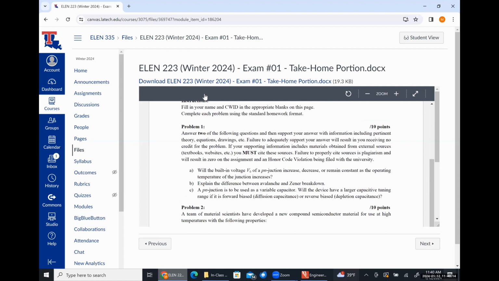So the first question is, I give you 3 different theory questions that will require a bit of explanation. Pick 2 of them and explain what I want. I tell you very explicitly that if your explanation includes materials obtained from external sources, cite the sources. If you don't cite it, then that's bad news. You get a 0 on the whole thing, and I file an honor code violation. I fully expect you guys to look stuff up on the internet. Just tell me where you did it.